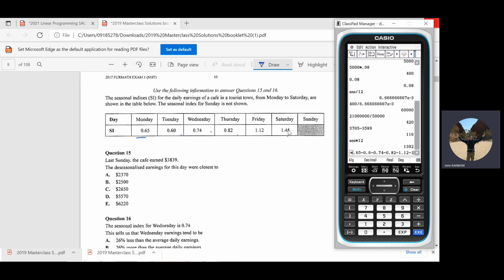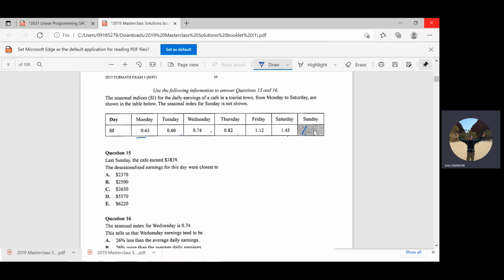Minus 1.45, and that's going to be 1.62. So it's 1.62 in here. Now I want to know the deseasonalized earnings. To deseasonalize it, we take our seasonal index and we divide or multiply. If it's higher, it's always going to come down.